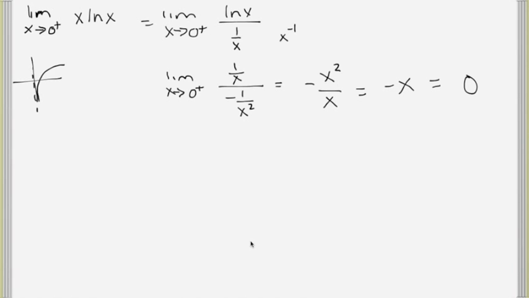Okay, sorry. What does that limit mean though? That means if we would graph x ln of x, whatever that graph looks like, as we approach 0 coming in from the right-hand side, the function is approaching a value of 0. So the y value is approaching 0.